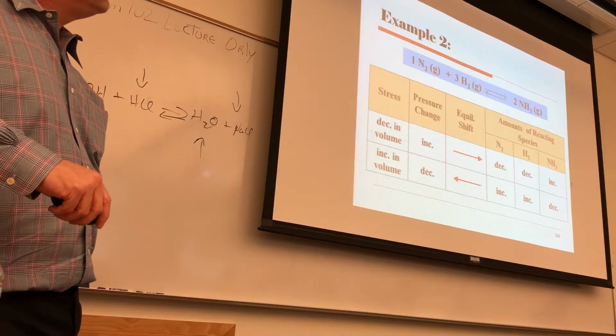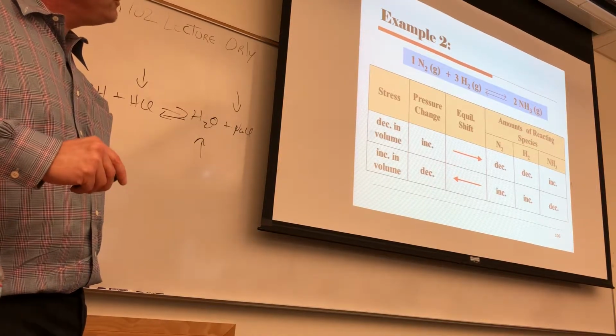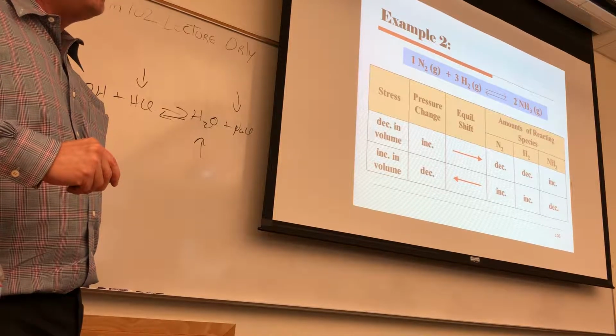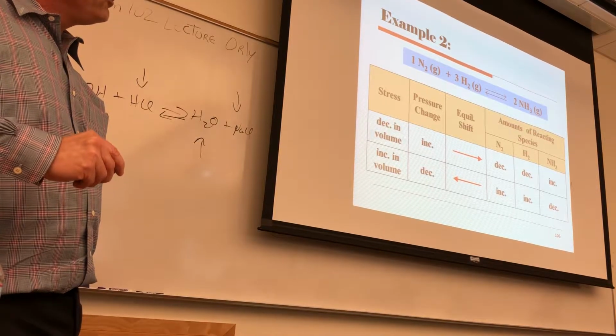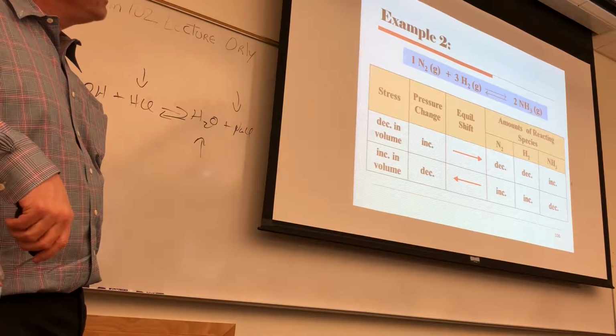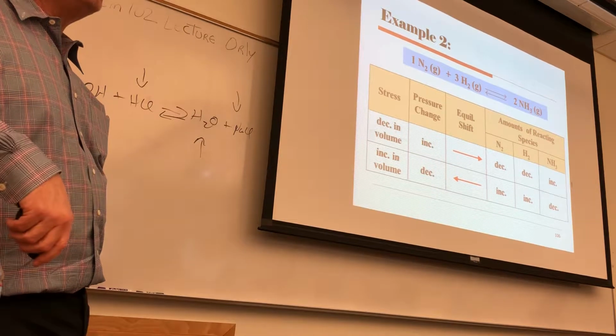Go back. Put in those arrows. This is the same system we just looked at. Decrease the volume, increase the pressure. Pressure moves from more moles to less moles of gas. So it goes from left to right to relieve that pressure. And that would mean this decreases, that increases.